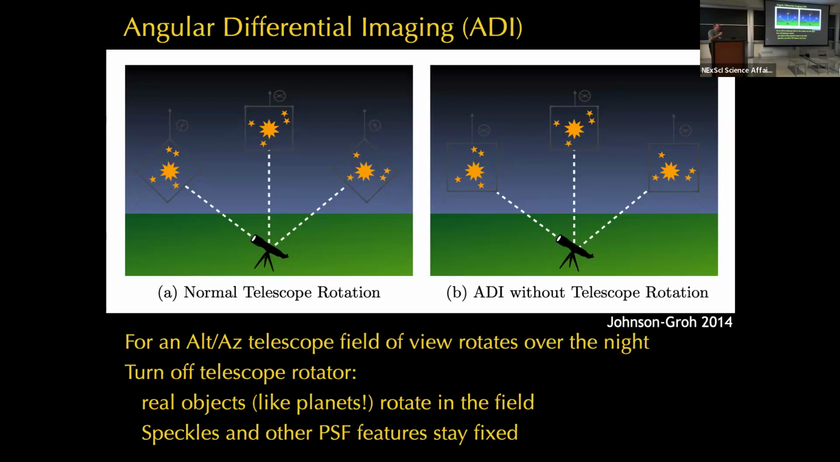The genius of ADI is literally just turn that derotator off. Don't have a derotator. Just let your image rotate over the course of the night. Anything real, a planet, a binary star, a disk, anything real in that image is going to rotate from minute to minute as you track that field across the sky. But speckles are not created in the sky, they are created in your instrument. They're created by your telescope, they're created by your instrument, and so they will stay fixed.